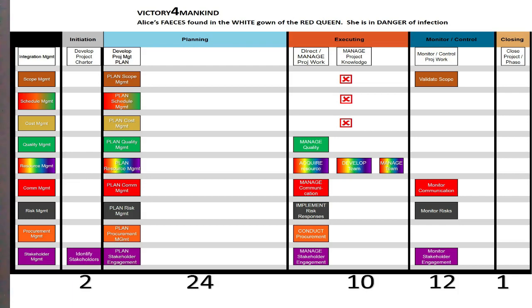The next monitor is under red queen, right? So red queen is part of monitor communication. And she's in danger of being infected. Danger is again a risk management. So there you go, you have monitor risk. Yeah. And there is also a monitor stakeholder engagement, right? Why stakeholder engagement? Because there's a queen there, right? So these are the 4 monitor that you got to remember, right? 4 words monitor and followed by the V for validate.